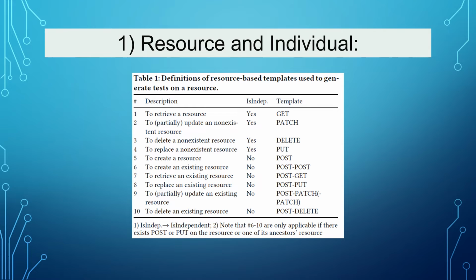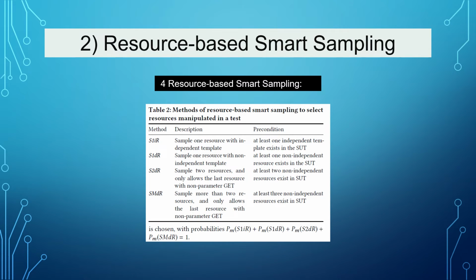Independent templates are those where, when actions with the template are executed, they do not have any effect on follow-up actions on any resource. For a non-independent template, independence cannot be assumed. It might or might not be dependent because it varies from resource to resource, and dependency of resources is usually unknown before a search starts. The next step is resource-based smart sampling.